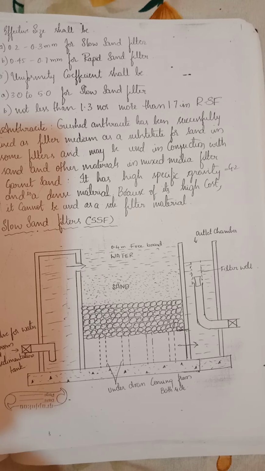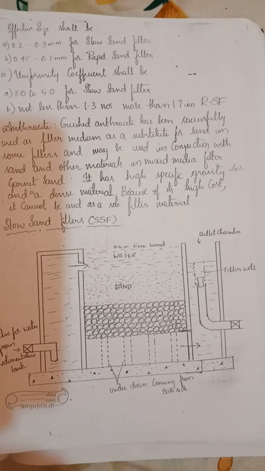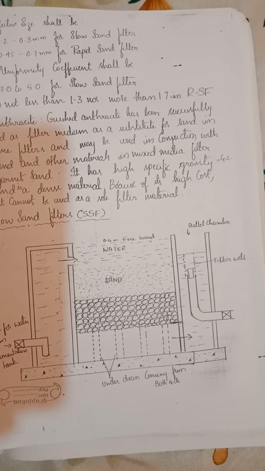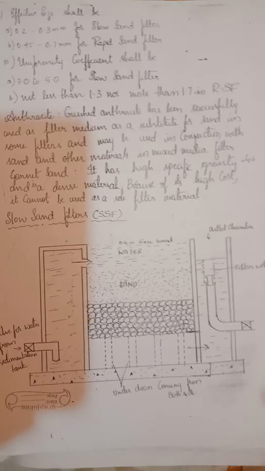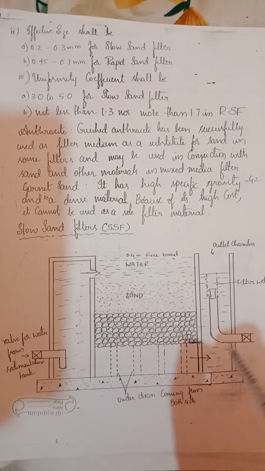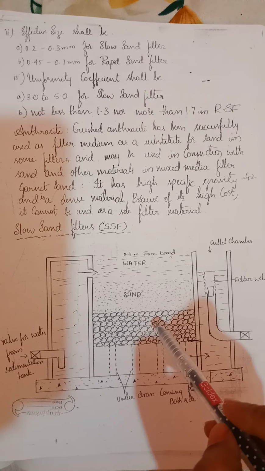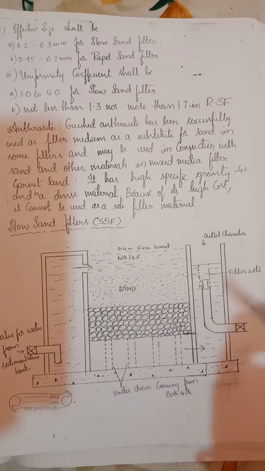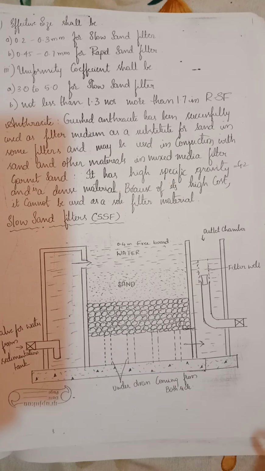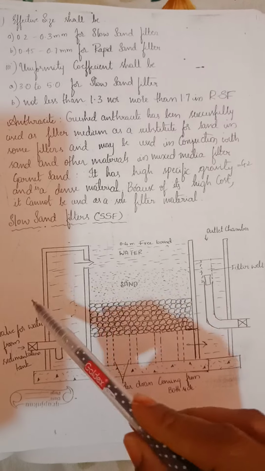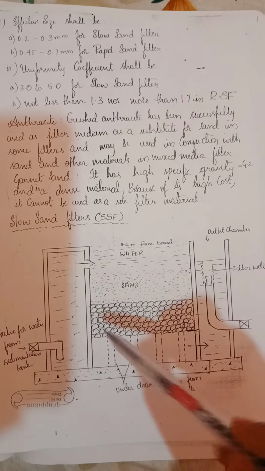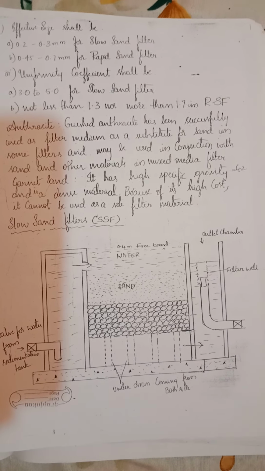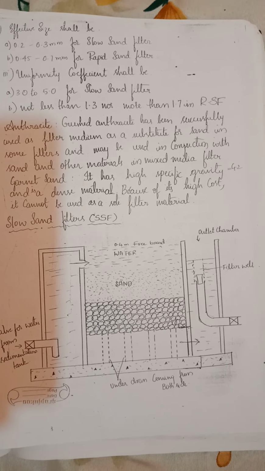Some of the features of the slow sand filter are: first, the enclosure tank, filter media and base material. And this is the enclosure tank, the filter media, base material, and the under drain system. These are the elements of a slow sand filter. I'll repeat once again: enclosure tank, filter media, base material and under drain system.